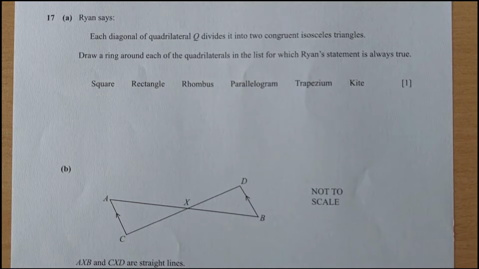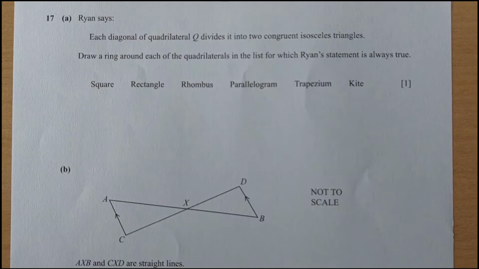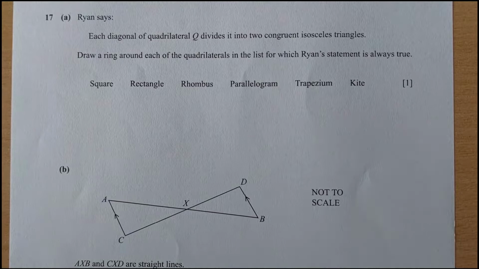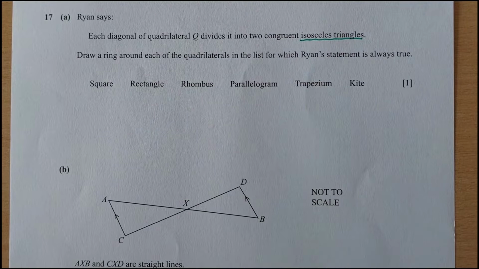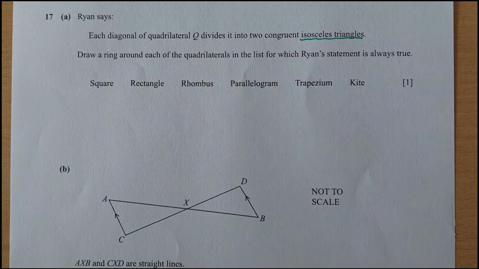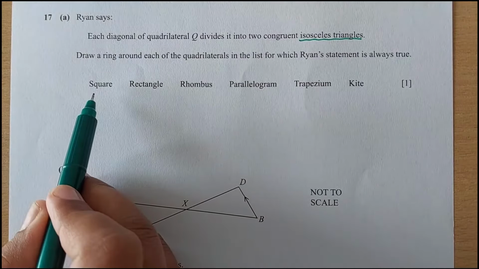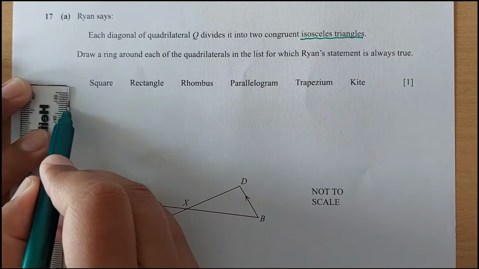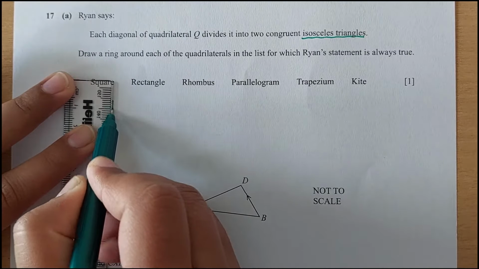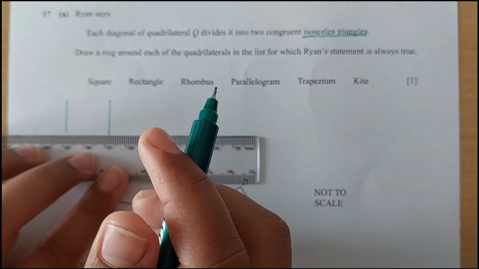Question number 17 in A part, Ryan says each diagonal of a quadrilateral divides it into two congruent isosceles triangles. An isosceles triangle is a triangle having two sides or two angles equal, right? Draw a ring around each of the quadrilaterals in the list for which Ryan's statement is always true. Okay, so if we have a square, let me draw the square. We know that all four sides of a square are equal.